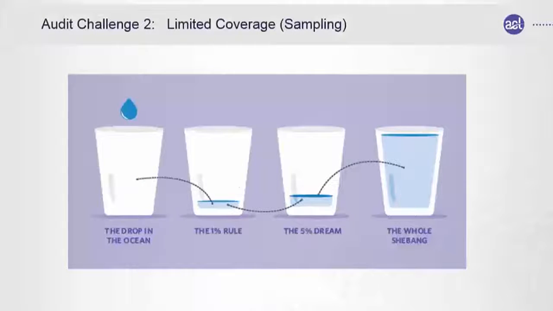Second of all, we work on sample sets. We're human. There's only so much that we can do. We were at the drop in the ocean stage. SAP generates a mountain of data. Just to get to the next stage, the 1% rule is great. Then there's the 5% dream. You can tell we're auditors because we're dreaming about sample sets.